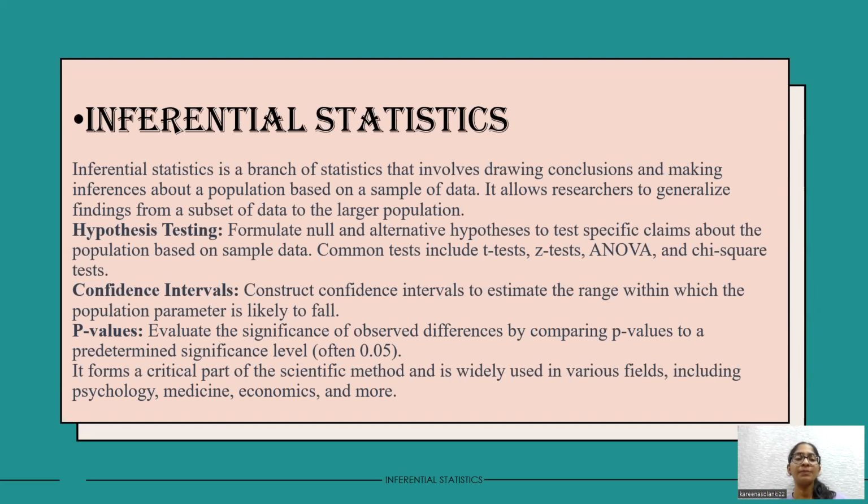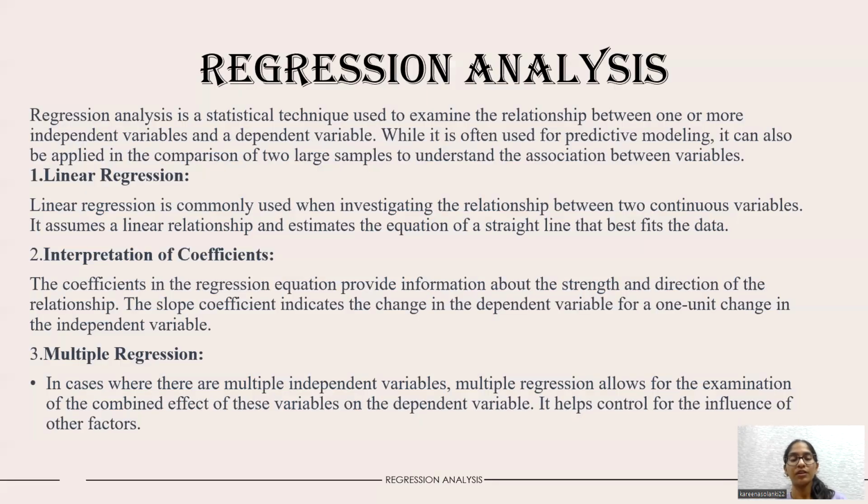Another key point here is confidence intervals. A confidence interval estimates the range within which the population parameter is likely to fall. And then the third point is p-values. They evaluate the significance of the observed differences by comparing p-values to a predetermined significance level. It also forms a critical part of the scientific method and is widely used in various fields, which include psychology, medicine, economics, and more.